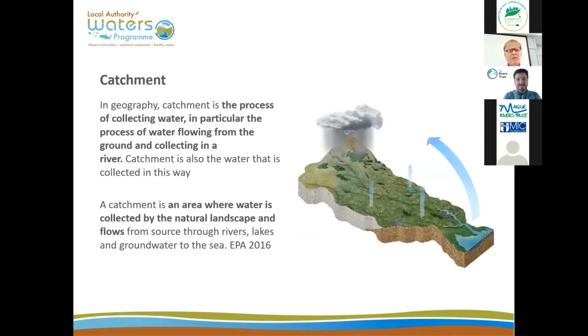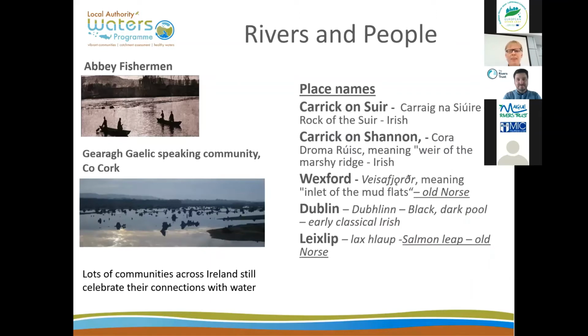A catchment, again, there are many different definitions of catchments. I like the definition that the EPA have. It's an area where water collects over the natural landscape and flows then through rivers, lakes, and groundwater into the sea. So source to sea. So that's your catchment definition.